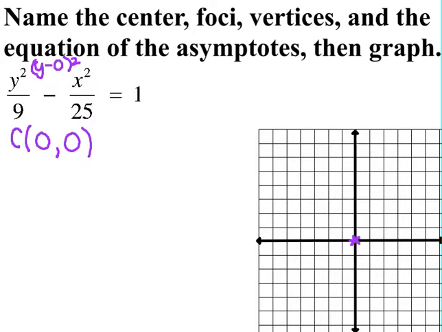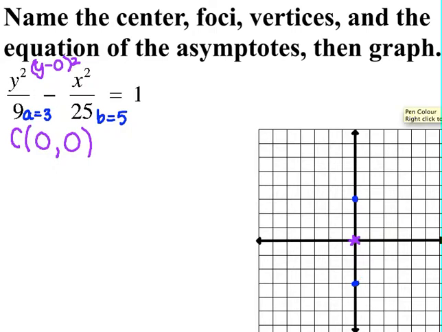It's going to open up, down, because y is first. Now, a in this case is 3, b is 5, because remember, a always implies the one that's first. And so now, here's my 0, 0. If a is 3, I'm going to go up 3 and down 3, because I know this is an up-down hyperbola. So now I need to figure out my foci.